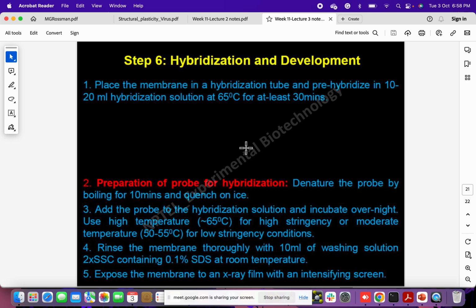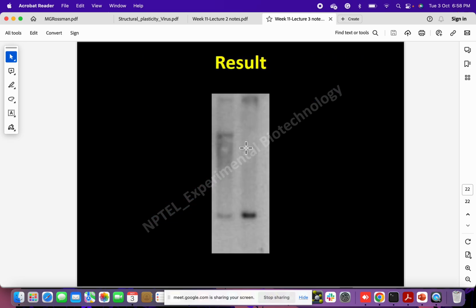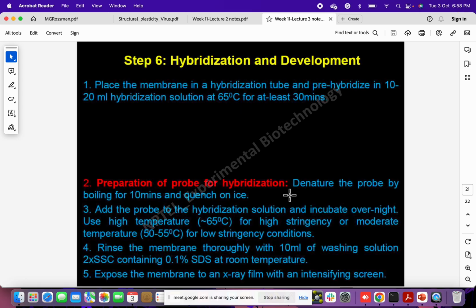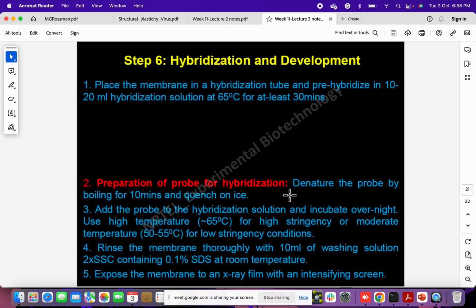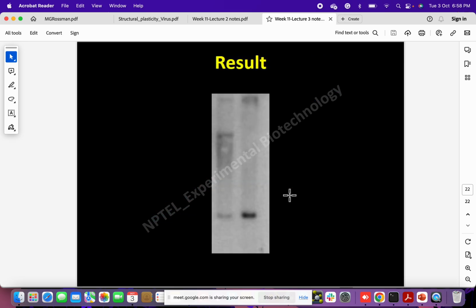Use high temperature for high stringency or moderate temperature for low stringency. Rinse the membrane thoroughly with 10 ml of washing solution. Expose the membrane to an X-ray film with an intensifying screen. This is the result of the Southern blot after hybridization. So the specific sequence band you can see now.